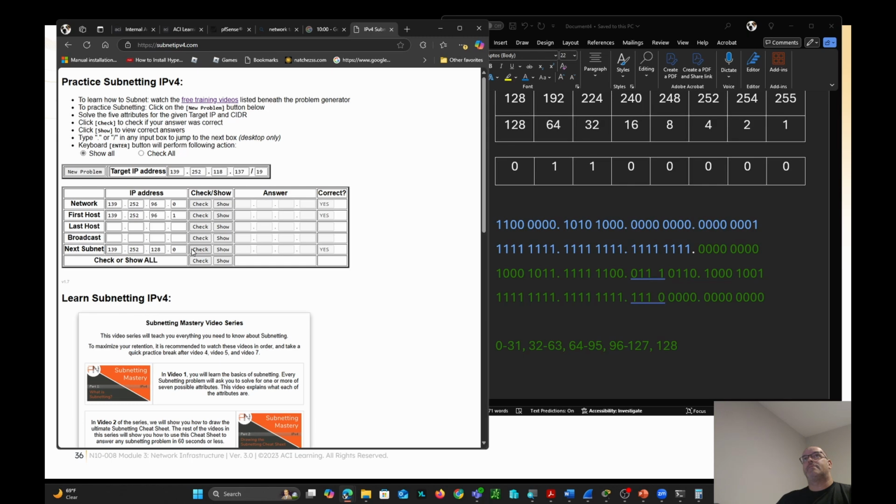Okay. Now, the way you find the broadcast and the last host, the easiest way to do it is to find the next subnet, right? So I've just identified the next subnet. I just subtract 1, right? So this number right here becomes 127. So 139, 252, 130, nope, 127. And then what's the last number here?